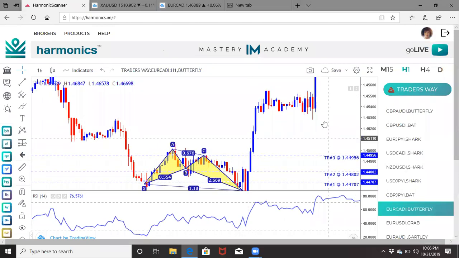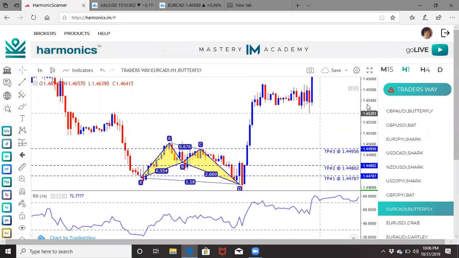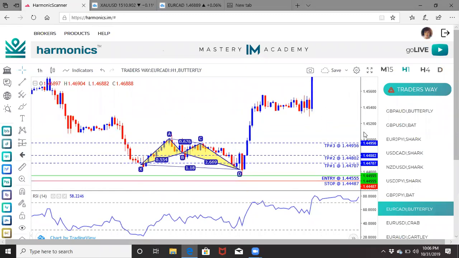So y'all could have caught it. And then it kept going. Oh my goodness, somebody got rich off CAD today. What's this, 55? It's like 40 pips in 4 hours. All right.